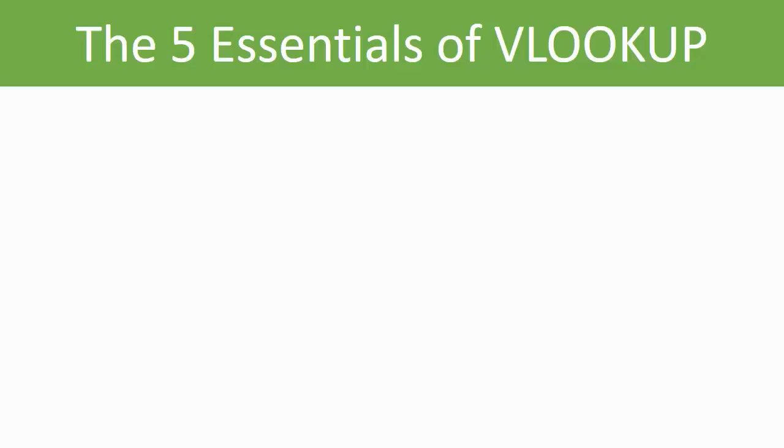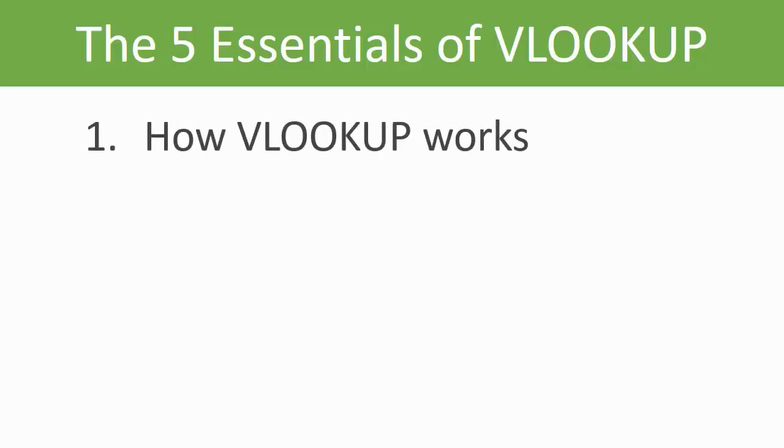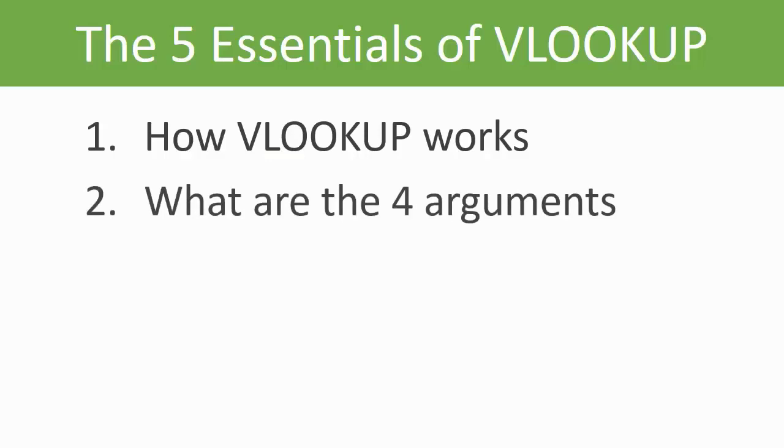All right, so in this video, we're going to look at the 5 essentials of the VLOOKUP function. We're first going to take a look at how the VLOOKUP works. I'm going to explain it using my Starbucks menu example. We're then going to look at the 4 different arguments of the function itself and what they all mean.